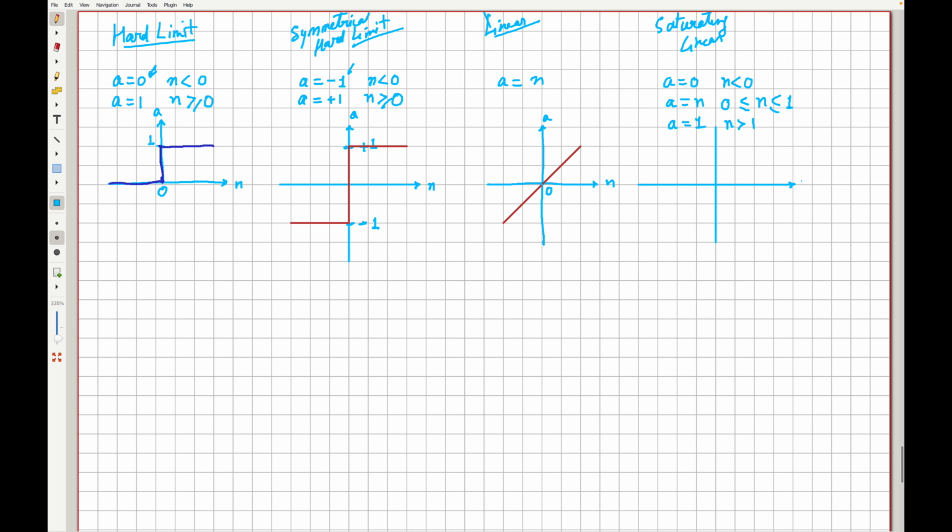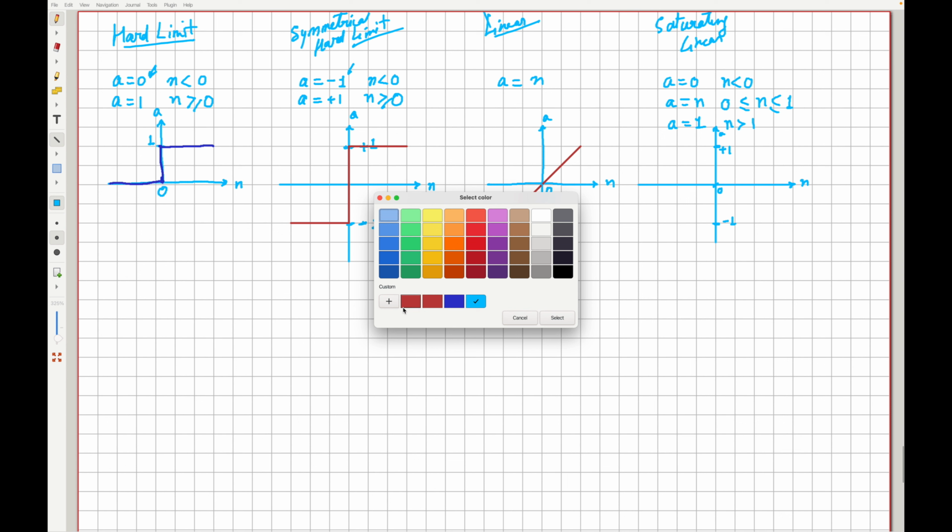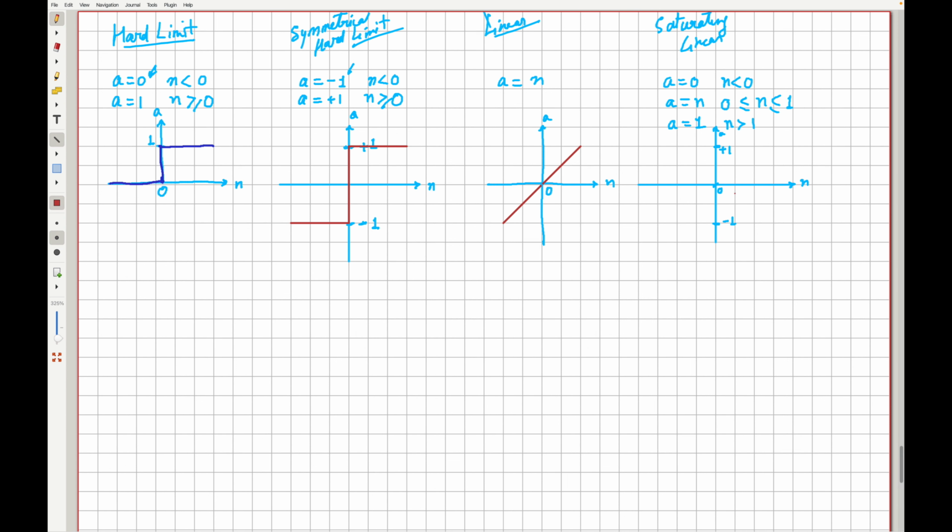So I'm going to label this: this is the n, this is the a we have, and let's say that this is where we have the plus 1, this is where we have the minus 1, and that's where we have the origin, which is 0. So what this is telling us is, if we have the values of n less than 0, so anywhere here, then a is going to stay 0 like this.